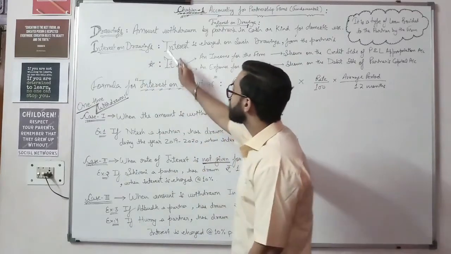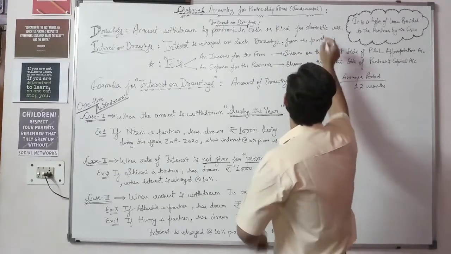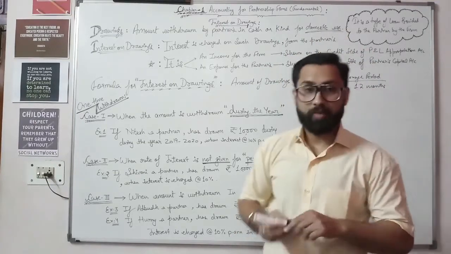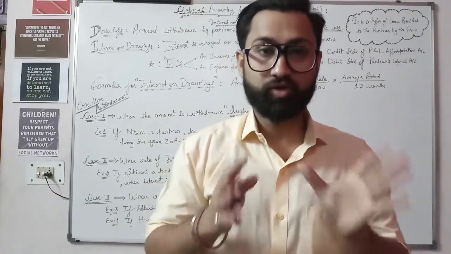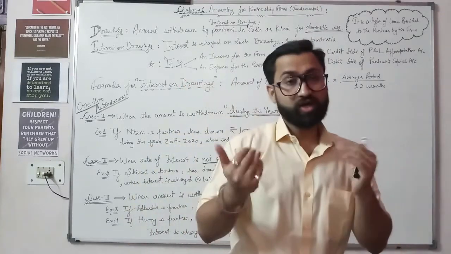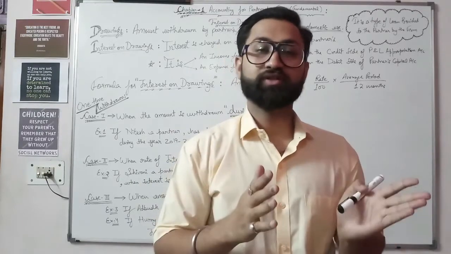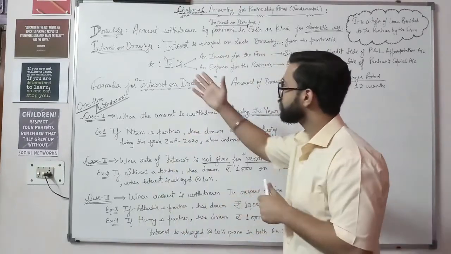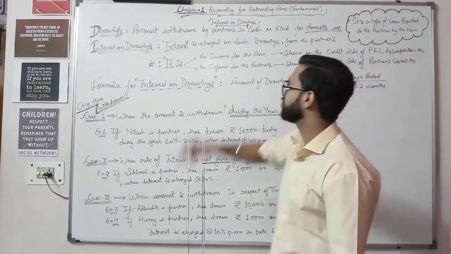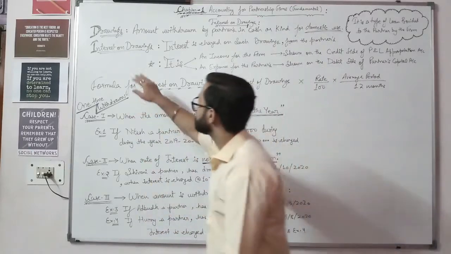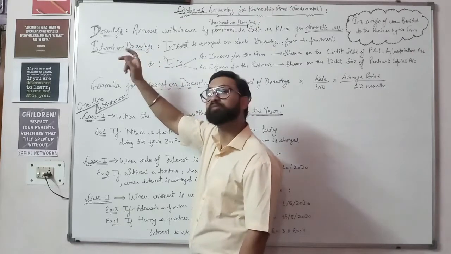Drawings: the amount withdrawn by a partner in cash or kind for domestic use. Domestic means personal use. The amount which has been withdrawn by the partners for personal use is known as drawings. Drawings out of capital and drawings out of profit, I have already taught in the previous videos. Interest on drawings: interest is charged on such drawings from the partners.